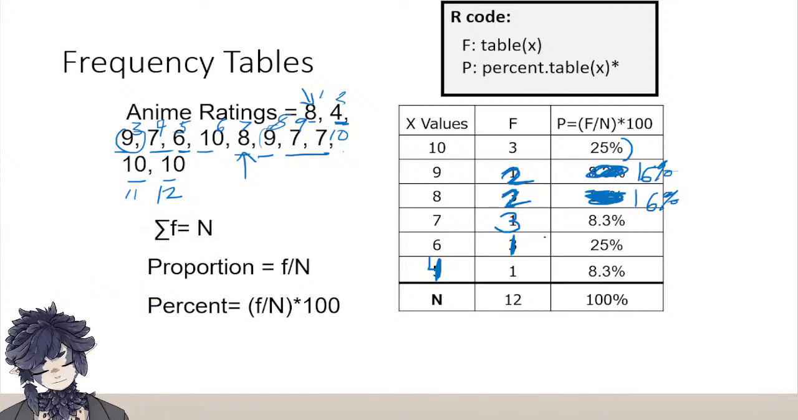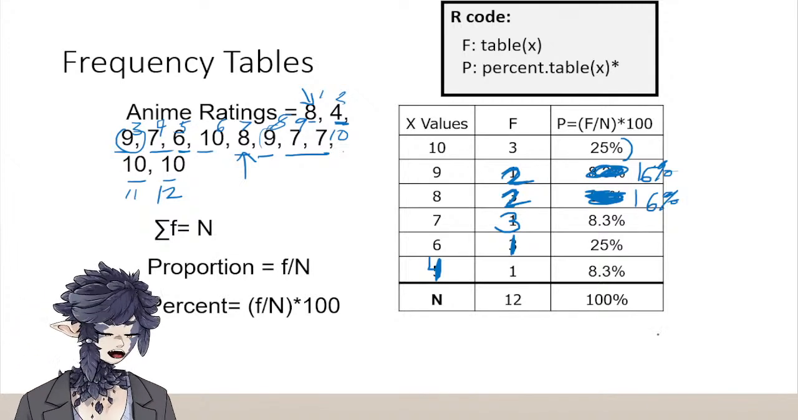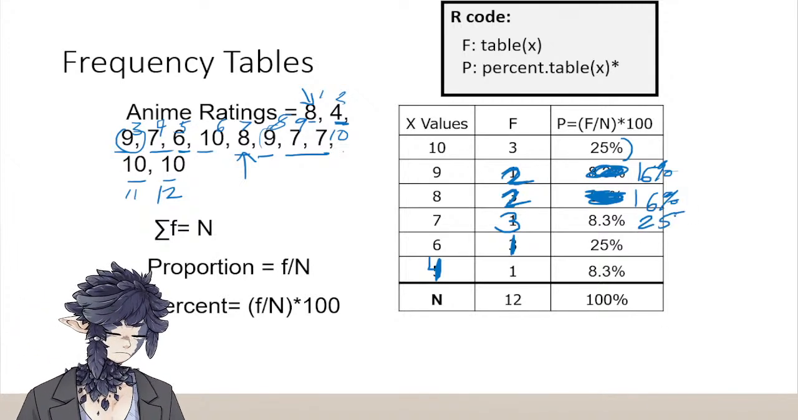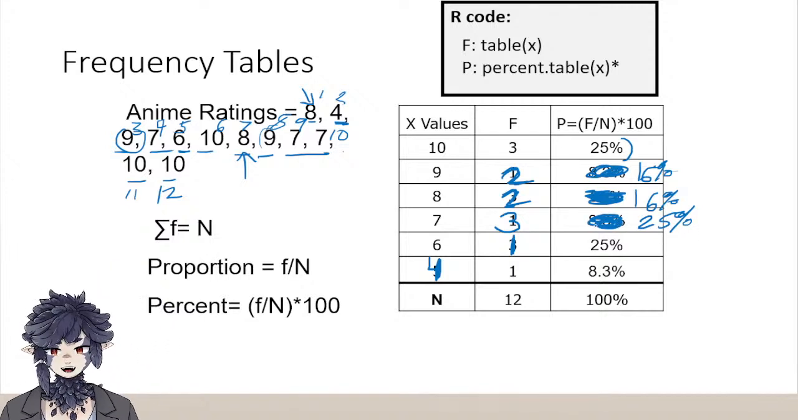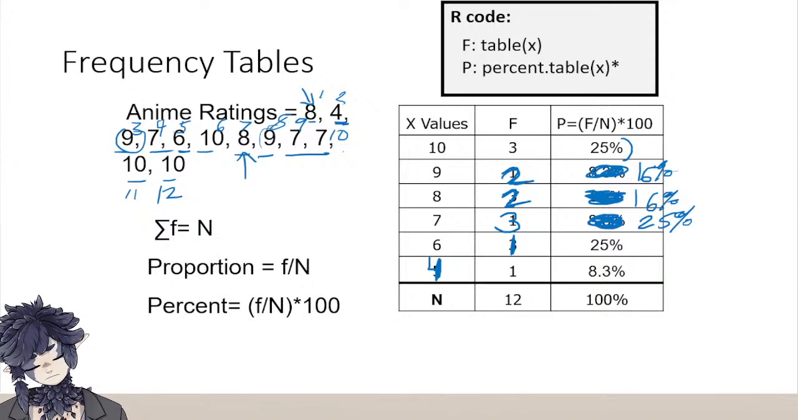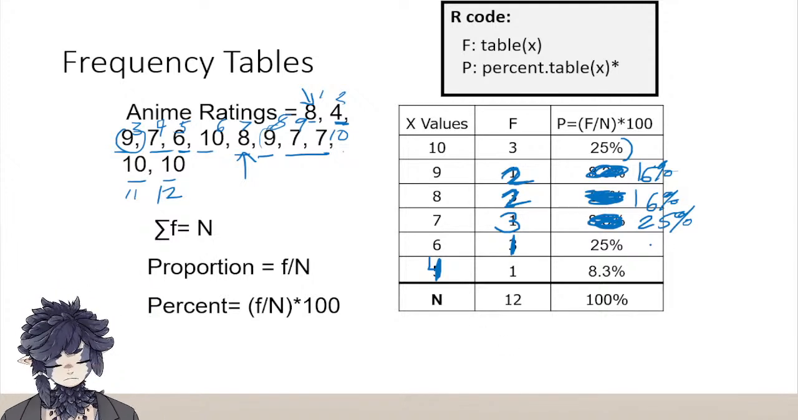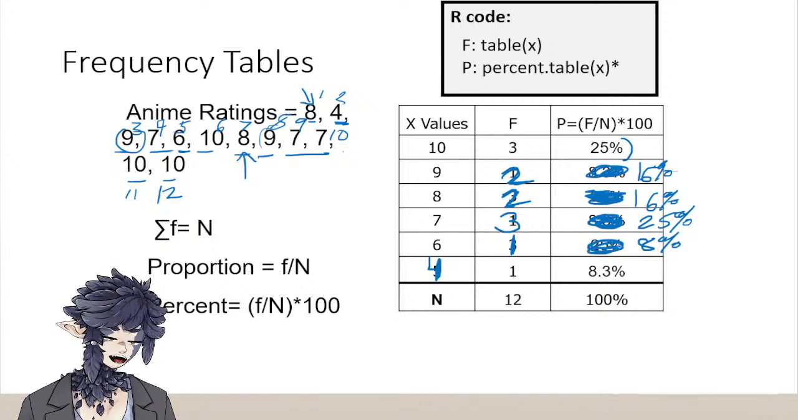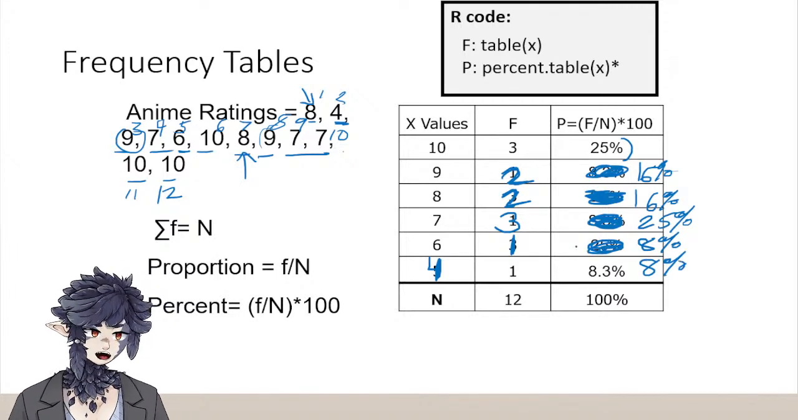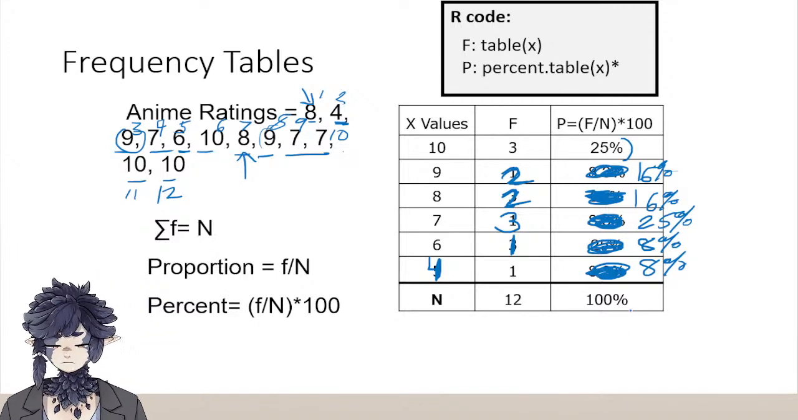Then we have 3 anime got a 7. So 3 divided by 12. About 25% of the anime got a 7 out of 10. And then for the next 2, we have 1 6 and 1 4. So 1 divided by 12. About 8%, I'm rounding, it's 8.33 repeating, but about 8% of the anime got a 6 out of 10, and 8% of the anime represented in the set got a 4 out of 10. And this should all add up to 100%.